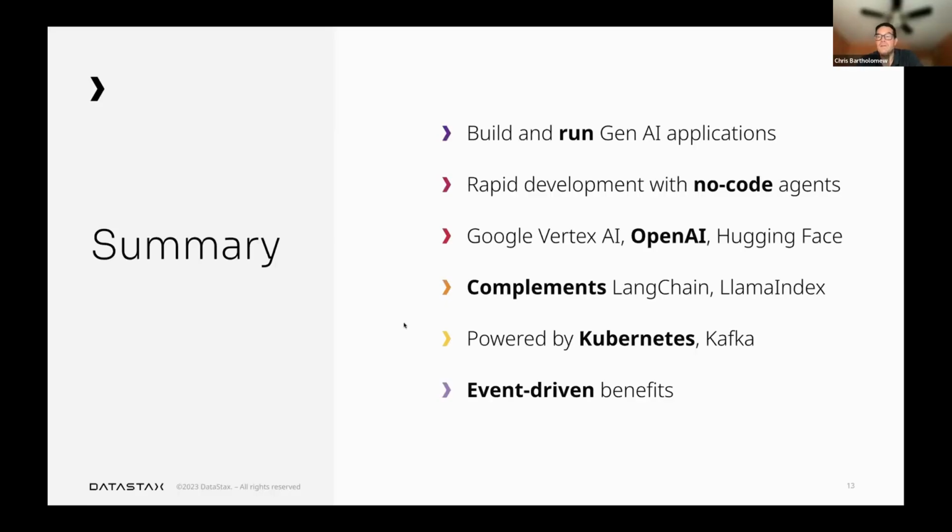Okay, so in summary, LangStream lets you build and run Gen AI applications. It has rapid development capabilities with no-code options. It supports popular LLM and AI platforms such as Google Vertex AI, OpenAI, Hugging Face. Because we can mix and match no-code and Python-based agents, it complements what you can do with LangChain and LlamaIndex. LangStream is powered by Kubernetes and Kafka, proven technologies, and you get the benefits of its event-driven architecture for free.